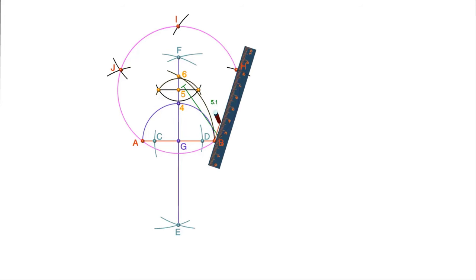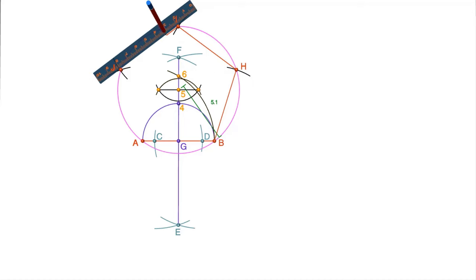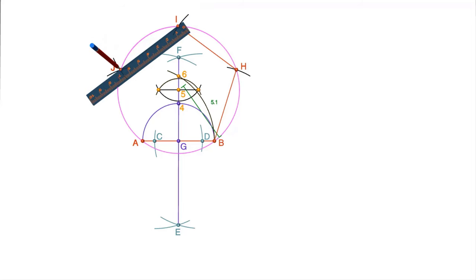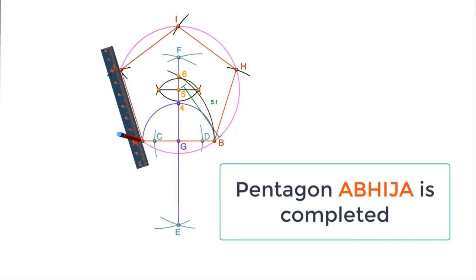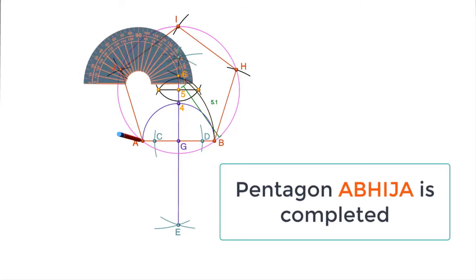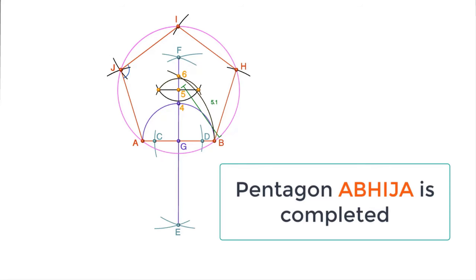So now let us join the points B, H, which is one of the sides of the pentagon. Join H, I, another side of the pentagon. Then I, J, and the closing side is A, J or J, A. So this way we get the pentagon now. Now we can measure the internal angle between any two lines, and that is equal to 108 degrees.